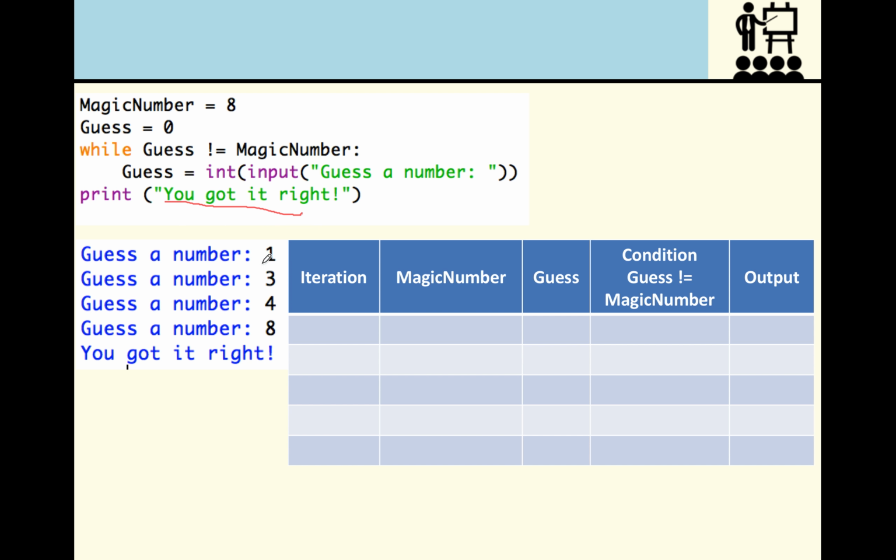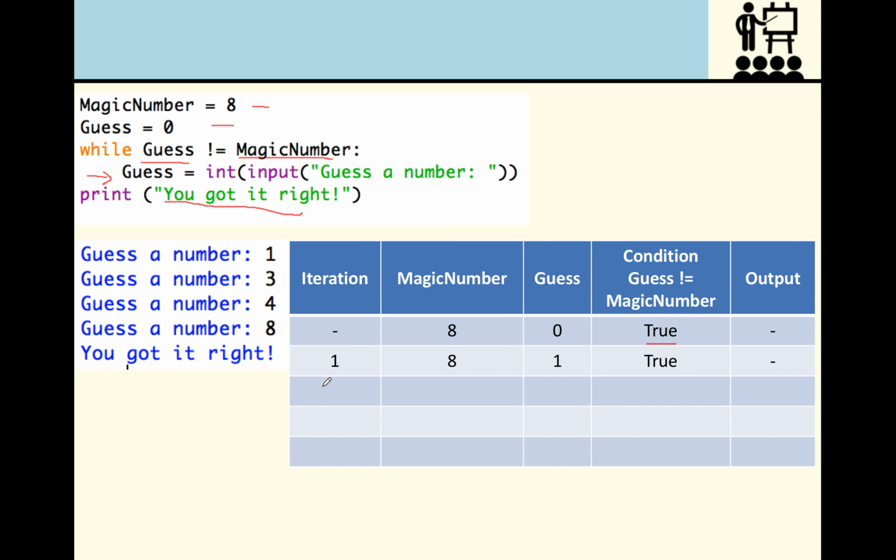So before I even iterate my code, I'm going to just mark magic number is 8 and guess is 0. So I haven't even looped once. Now I'm going to ask my question, is guess not equal to magic number? And at this point, guess is not equal to magic number, so my condition is true. And if my condition is true, I'm going to execute the code indented underneath my while loop.